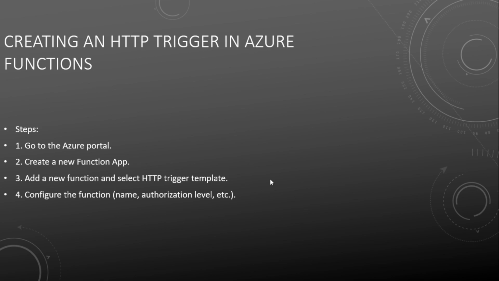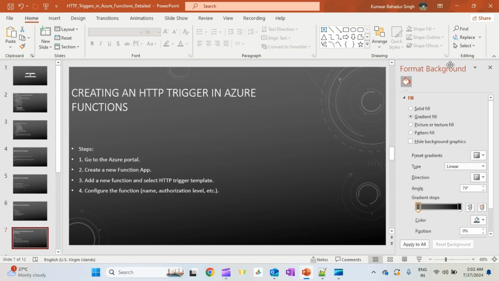So now let's see how to create an HTTP trigger. Let's understand first the HTTP trigger with anonymous security, and then we'll proceed further.